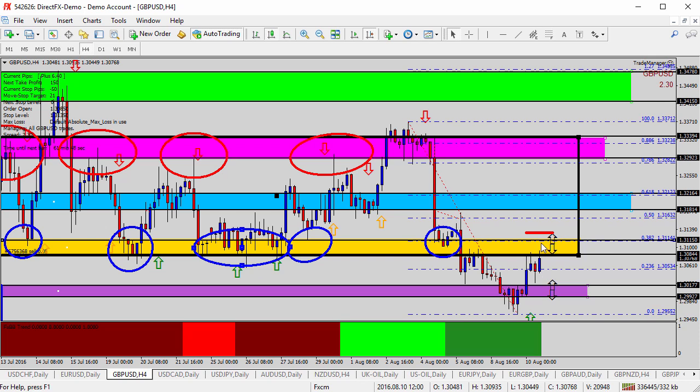The 38.2 is at 1.3115, the top of our yellow zone. That gives us a good clue that this yellow zone, even the top of the yellow zone at 1.3115, will likely be some resistance based on the Fibonacci retracement level there. Even if it touches there, we expect resistance and maybe a little bit of a bounce back down for the pound dollar today.